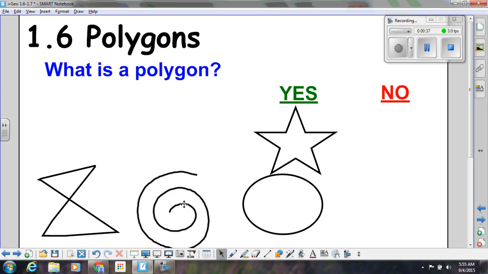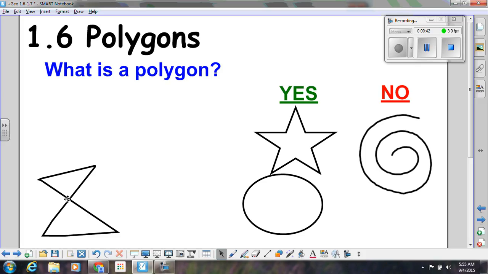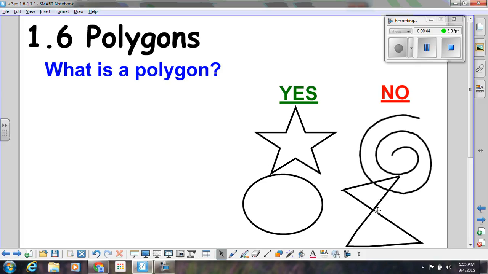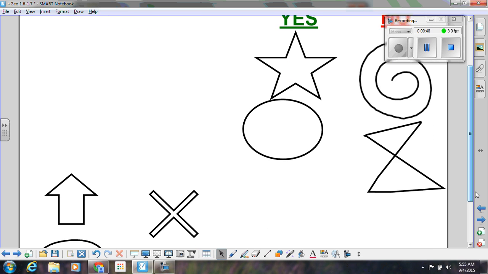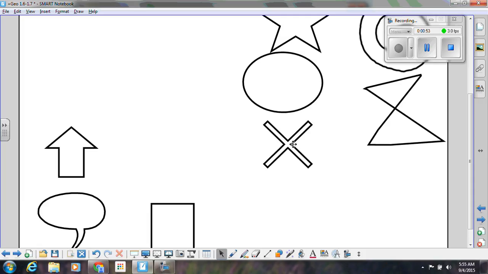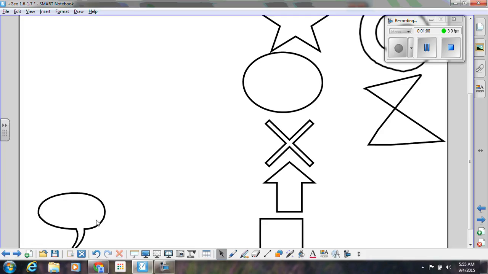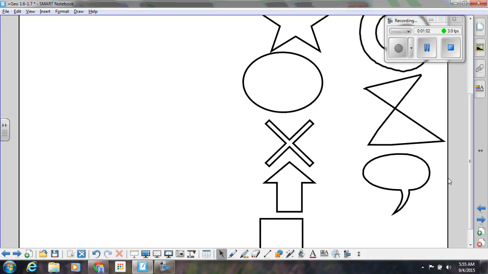The spiral, that's not a polygon. This one, some people might be confused about, but that's not a polygon. And I'm going to talk about why all these shapes are and are not in just a minute. Believe it or not, this X is a polygon, the arrow is a polygon, and the square is a polygon. But this little say bubble is not. And if we go back to this circle, that's actually not. So if you were wondering about that one, that is not a polygon.